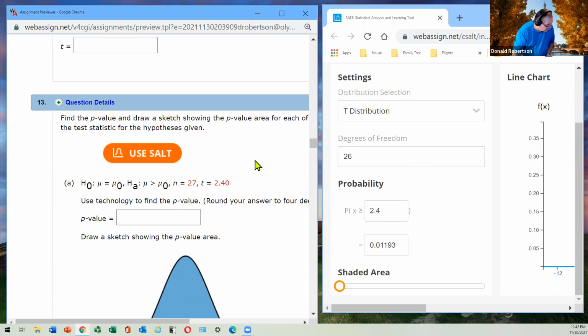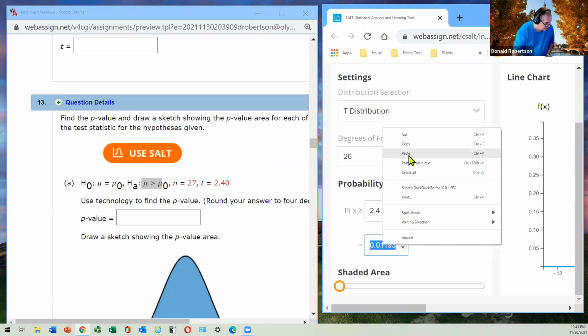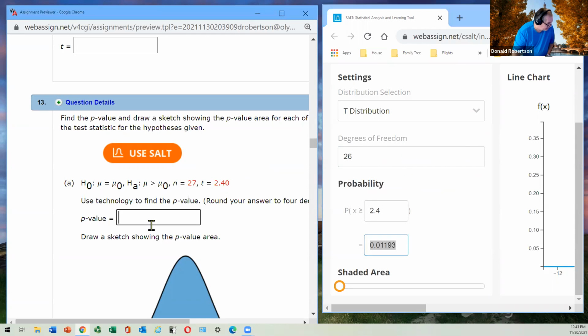And you might say, well, why is it not less than or not equal to? Can you see the alternate uses a greater than? That's why I'm using a greater than. So the value that we got here is our p-value. And to 4 decimal places, you get that number.